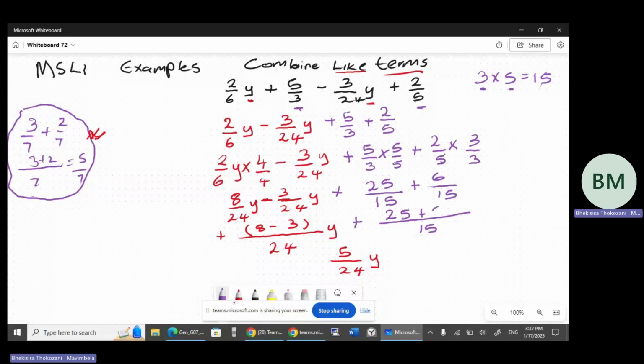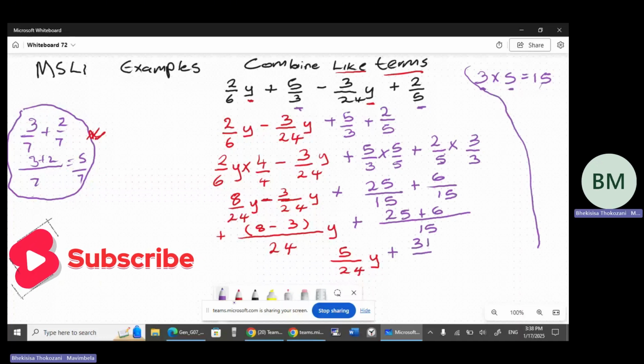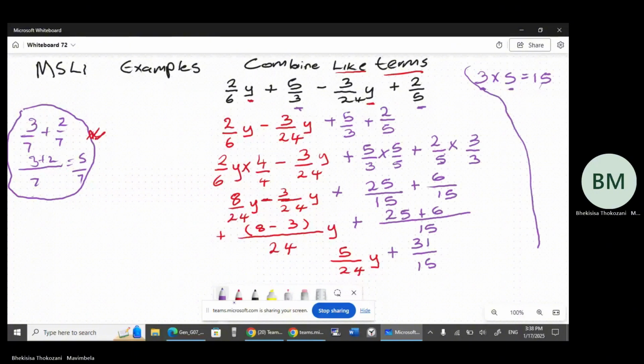Plus 6. So what is 25 plus 6? All right, let's do this. What is the answer? Yes, I'm hearing someone screaming 31. Yes, 31. So 31 over 15. Guys, math is fun. So here we go, guys.